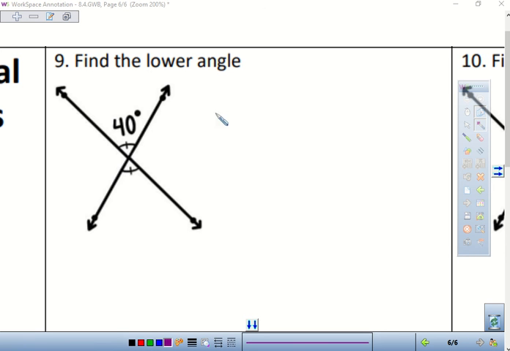So, these are what we call vertical angles. And what do we know about vertical angles? They are congruent. Good. So if this angle is 40, this one is 40. Vertical angles are congruent, meaning they have the same angle measure. Is everybody good with that?